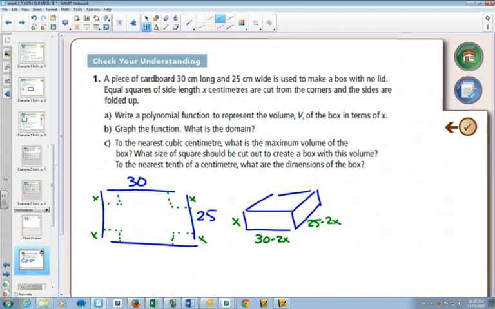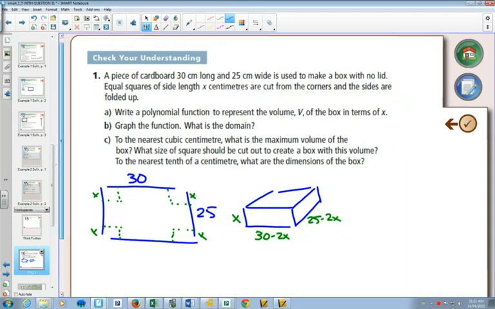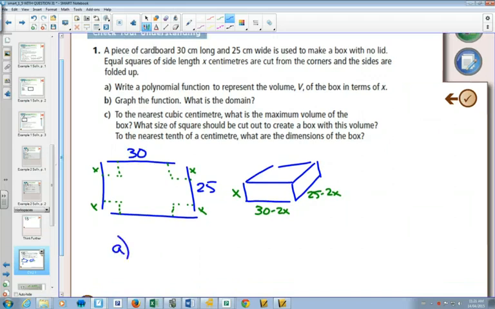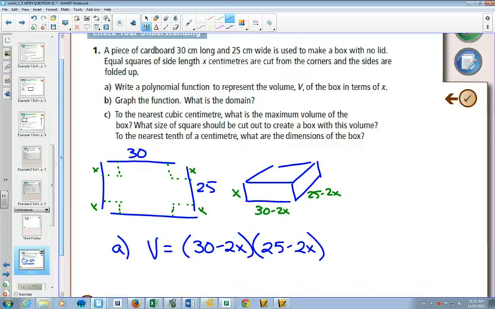Next year, when you take calculus, you're going to learn how to use calculus to solve these instead of using a graphing calculator. But for right now, we're going to use our graphing calculator to find these things. The first question, part A, after we've drawn it out, is to write a polynomial function to represent the volume. So our volume is length times width times height. There's our length times width times height.